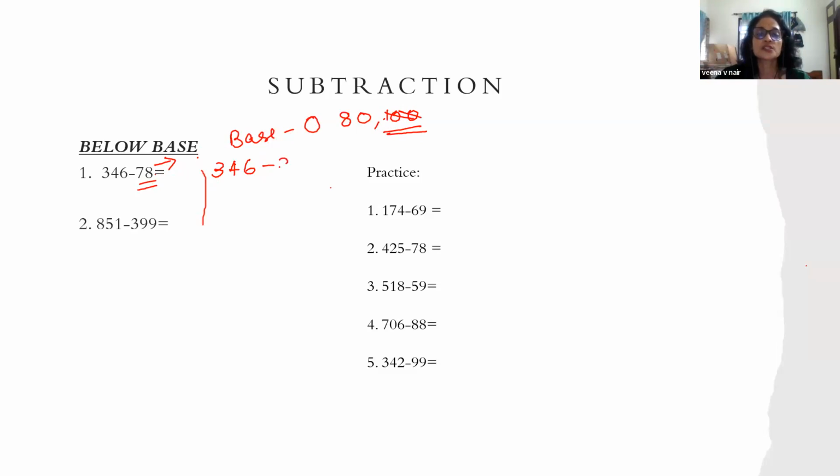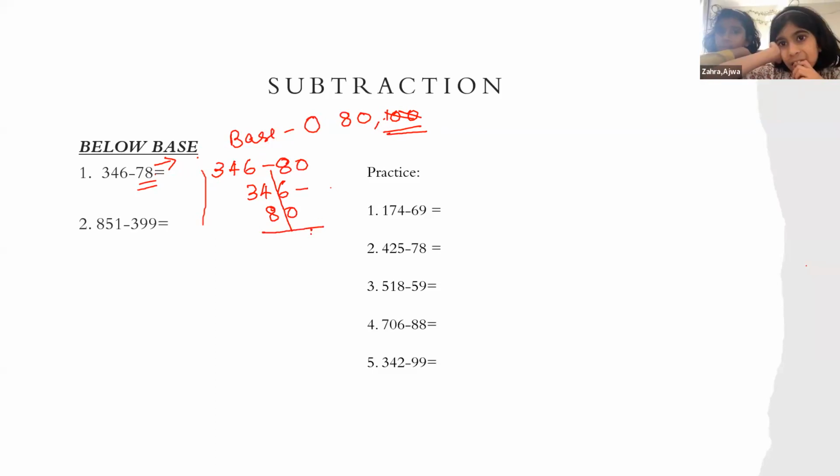First, we take 80. So what is 346 minus 80? We write like this, 346 minus 80. Now we divide, cut it into portions. 6 minus 0 is? 6. And 34 minus 8 is? 26.